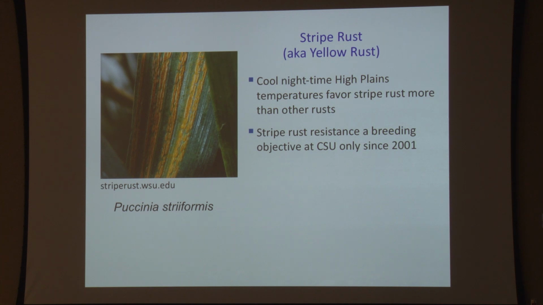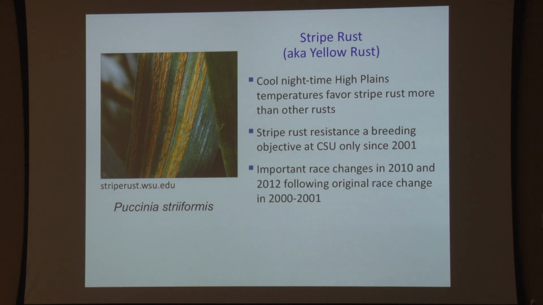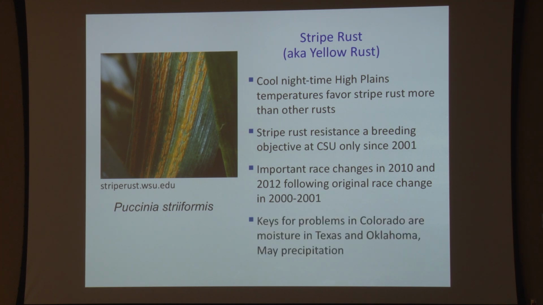This is a relatively recent problem, only been a breeding objective since 2001. There was an important race change in 2010 and then 2012. And this follows the original race change in 2000-2001. So prior to 2001, it was something that didn't show up often at all, wasn't worthy of including in a breeding program. But then we had the race change, it became serious in certain years, and then again, and then a third time as well. So it can be hard keeping up with these changes.